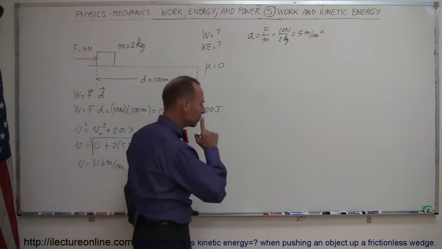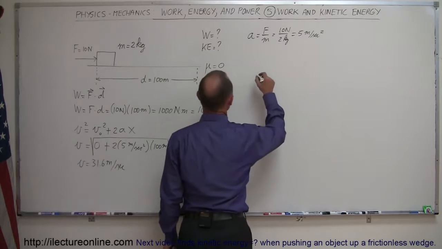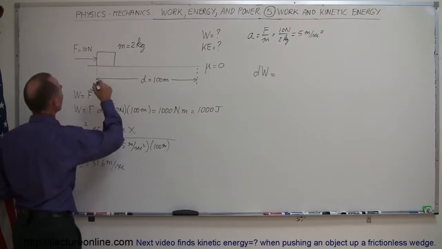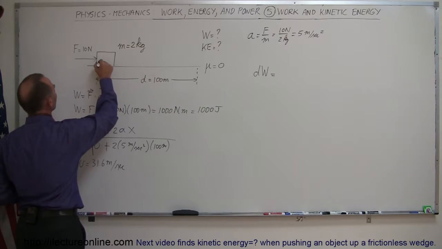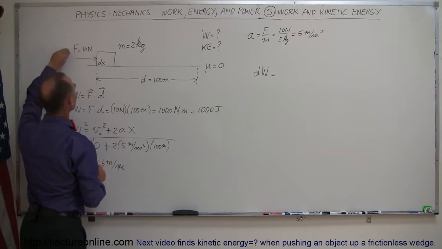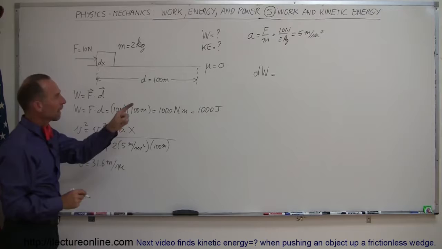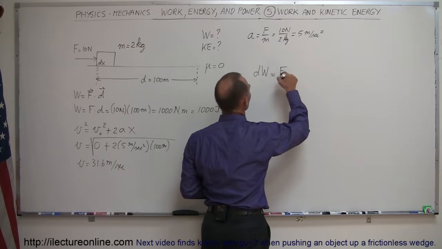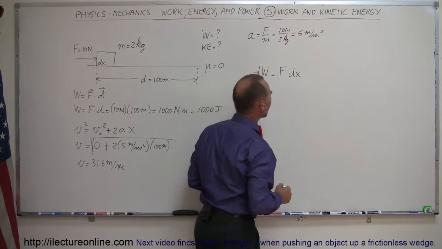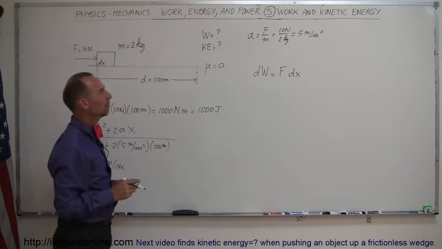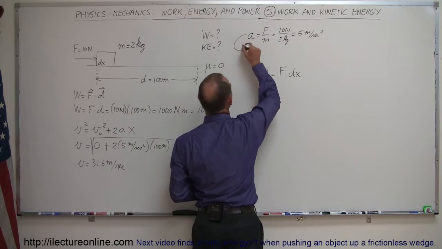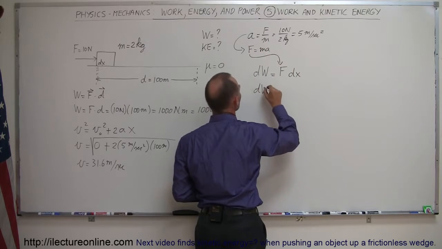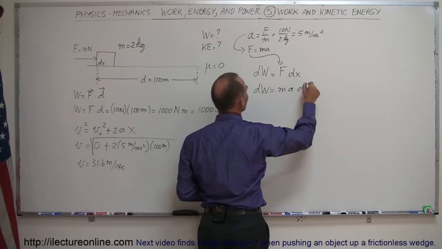The concept here would be to say, let's figure out that if we move the block a small amount, a small amount of work dw is done. So let's say that we move the block a small distance dx, using the force of 10 newtons pushing it to the right. We do a small amount of work, and that small amount of work will be equal to the force applied to the block times the small distance that we achieved, dx. And if we then use Newton's second law and replace F by ma, we can write that dw is equal to m times a times dx.